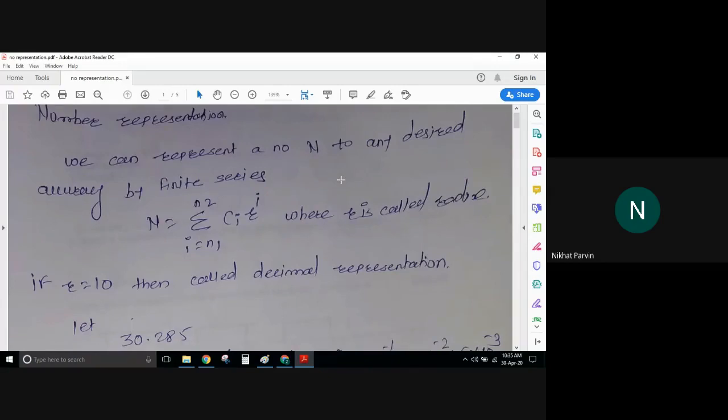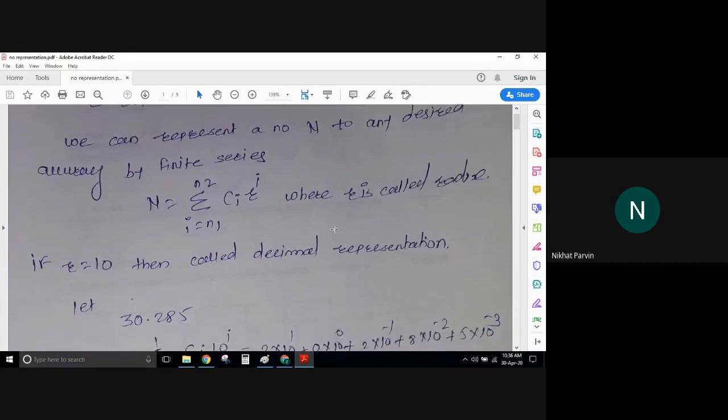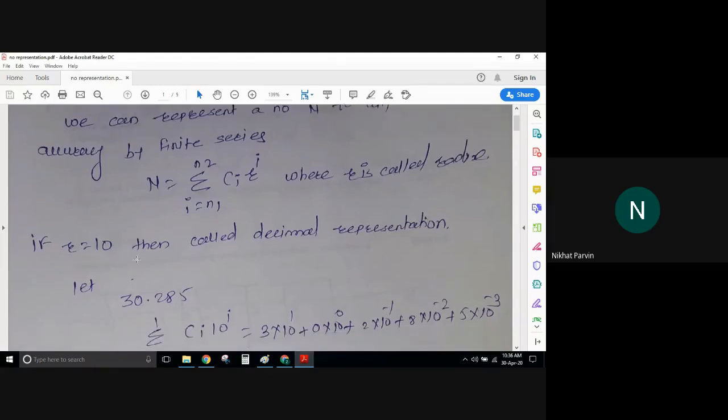Okay. So what we know, we can represent any number, let us say capital N, to any desired accuracy by a finite series. Because we know how to represent the number, but generally the formula which we don't remember is something like this. Capital N is equal to summation over i equals N1 to N2 of c_i times r to the power i, where r is called the radix, right? Let us say if your r is 10, we are calling it a decimal. If it is r equals 2, we are calling it a binary representation.